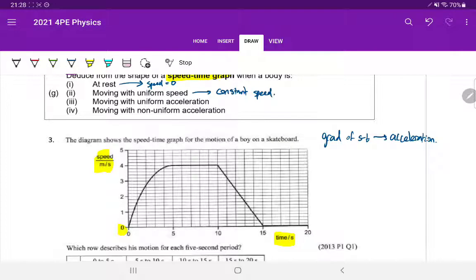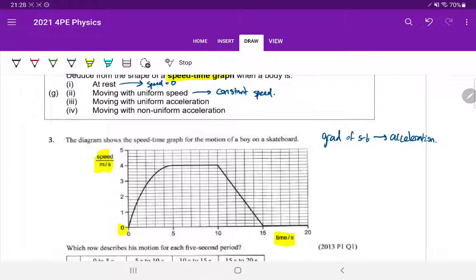You can also check using the units. How to find gradient is rise over run, right? So y-axis over x-axis, the units will give you meters per second divided by second. Meters per second divided by second will give you meter per second square, which is the unit of acceleration. So these are different ways to make sure you know what you're doing.